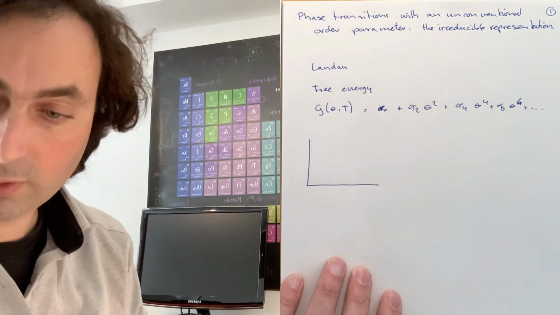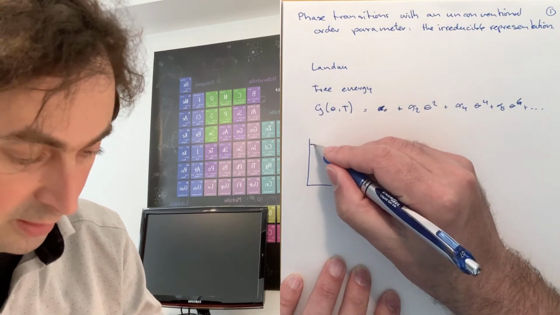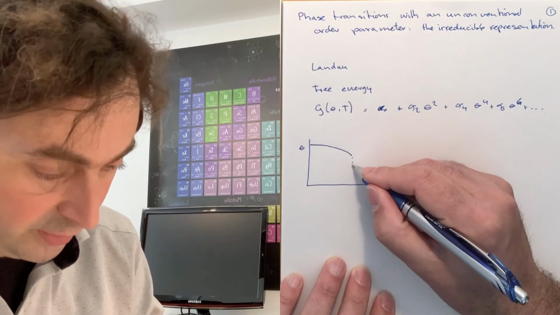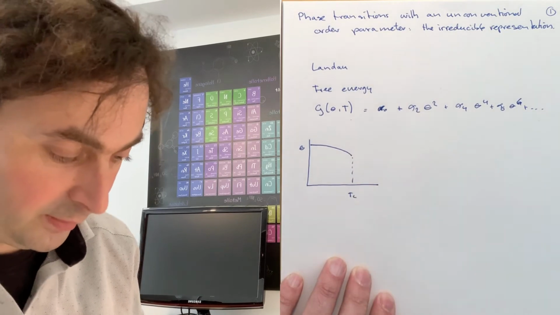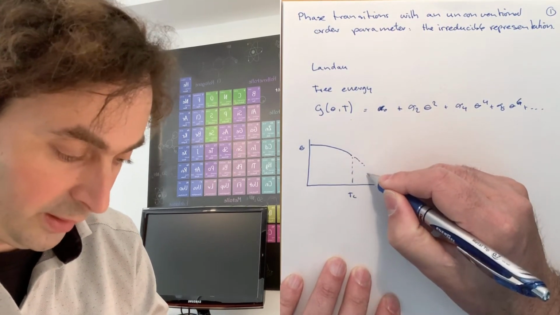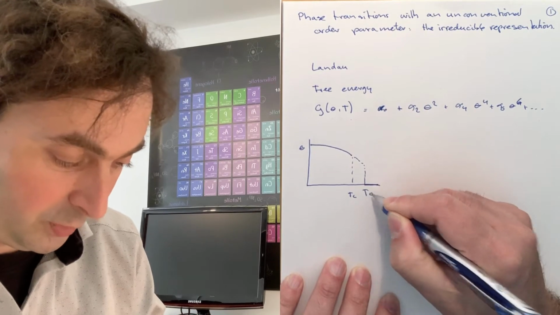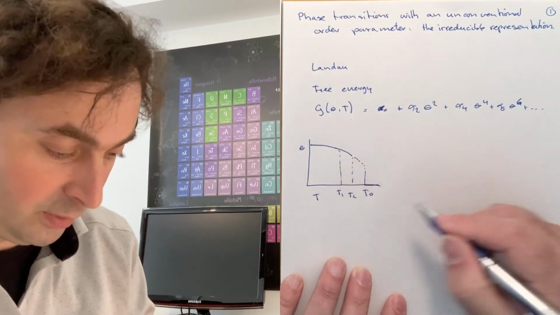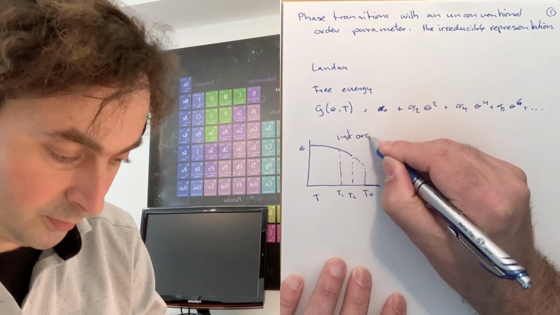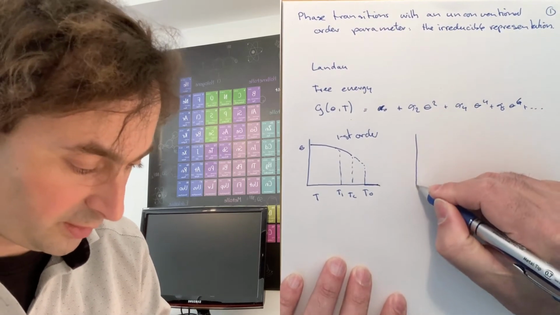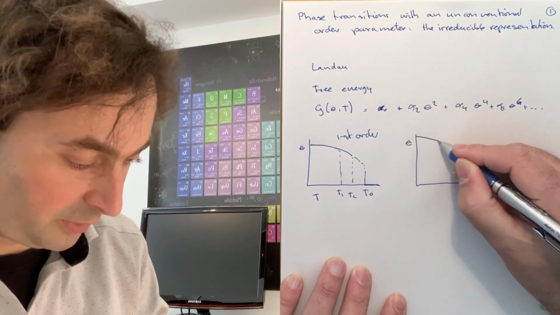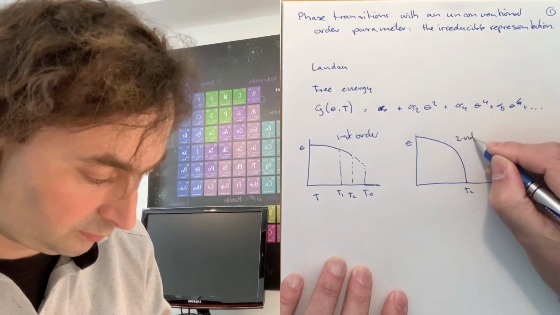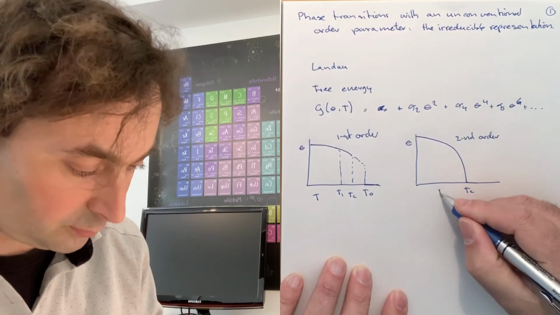And what we have seen before is that we can distinguish between first order phase transitions, where the order parameter is discontinuous and jumps at the critical temperature, and you can have overheating up to T0 or undercooling up to T1. Or we can have second order phase transitions where the order parameter itself is continuous at Tc, but its derivative is not, as a function of temperature.